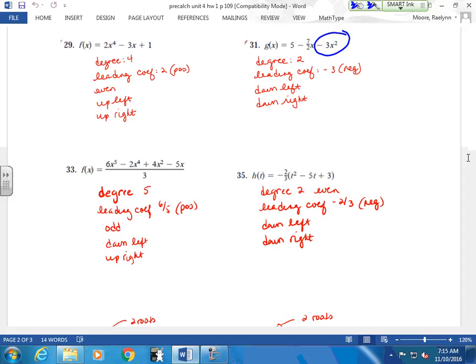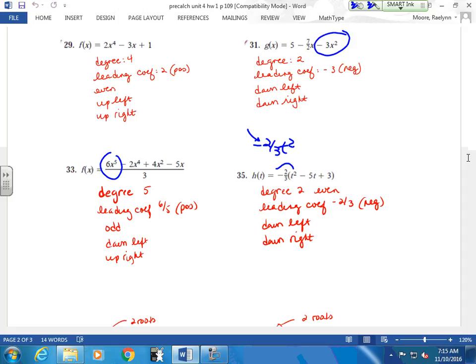This guy, you're still looking for the highest exponent. You're dividing it by a positive number, so all you care about is that it's positive. Positive to the 5, it's going down on the left, up on the right. The ends go in different directions. And this last one, if you just distribute this, your first term, your highest exponent, has a negative coefficient. So down on the left, down on the right.